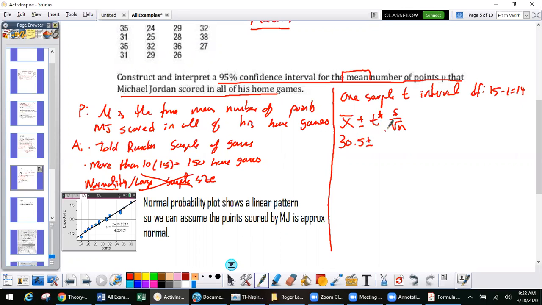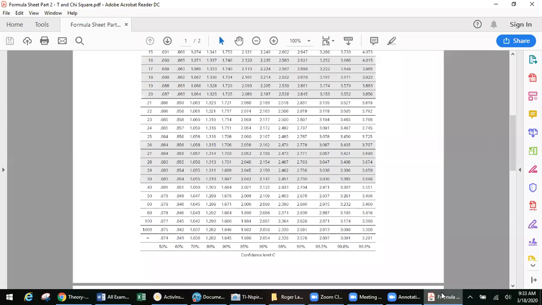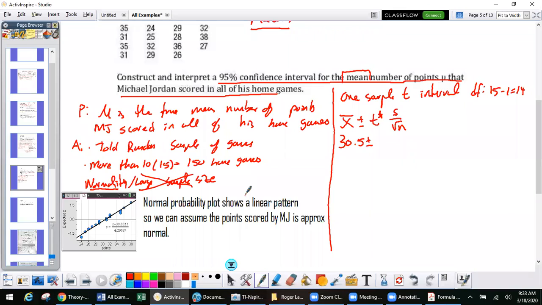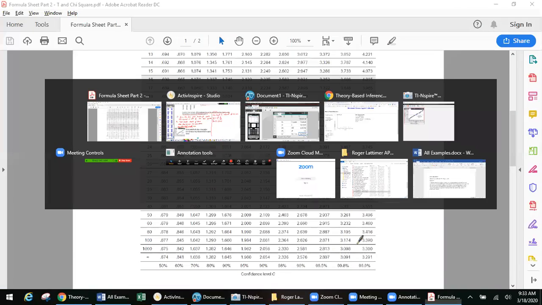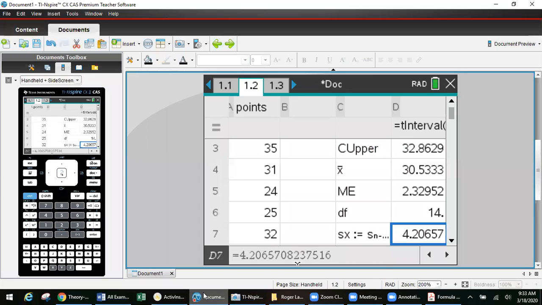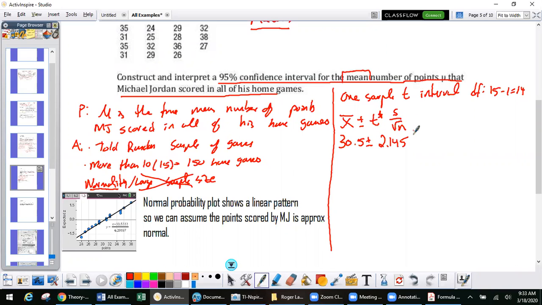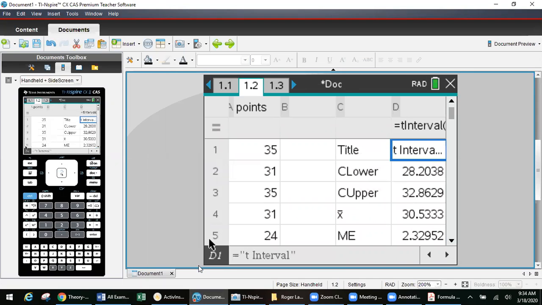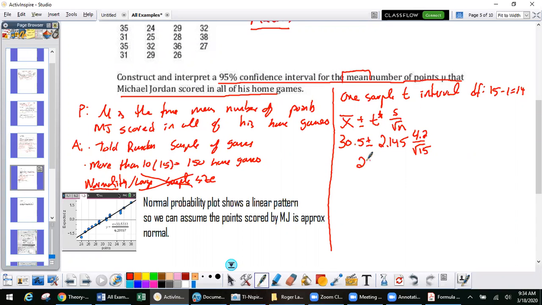Okay, so 30.5 plus or minus. I need my t star. So 14 degrees of freedom, 95% confidence. I go to my t chart, 95 up to 14 degrees of freedom, and it's 2.145. And again, you'll notice that's bigger than z, right? That's that whole point. So 2.145, s was 4.2 over the square root of 15. And then all my work was in the calculator or in the Rossmann Chance. It was 28.2 to 32.9.